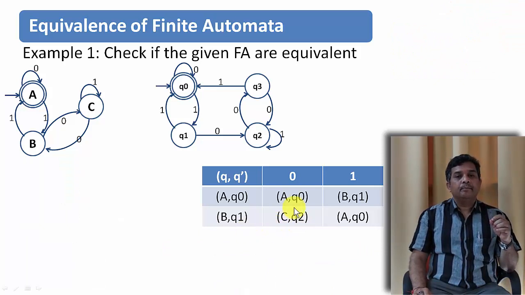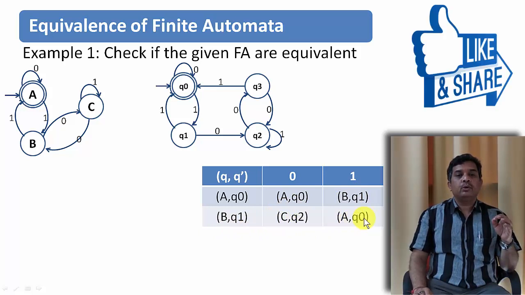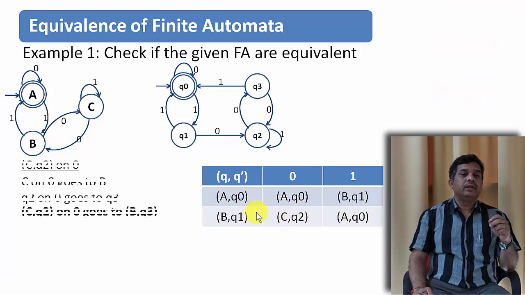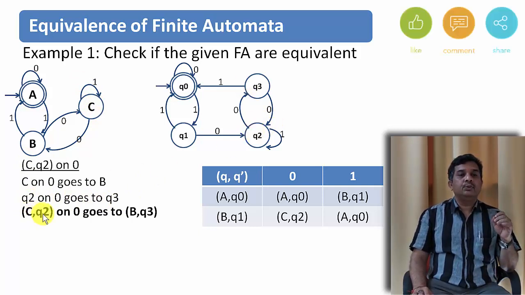You can see here BQ1 is over. In the second row there is a new state CQ2. AQ0 already appeared. So we'll start constructing for CQ2. So CQ2 on 0. C on 0 goes to B. And Q2 on 0 goes to Q3. You can verify from here. So you can write CQ2 on 0 goes to BQ3.